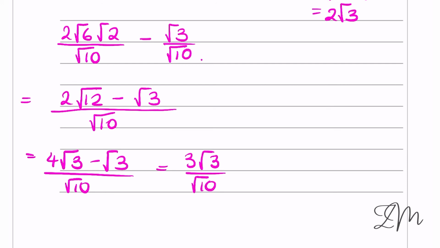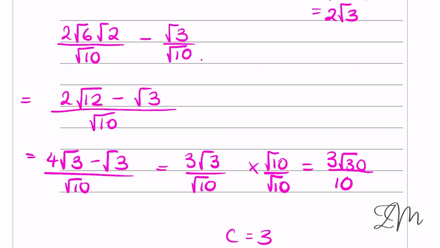We hate surds on the bottom, so we're going to get rid of that root 10 by timesing top and bottom by root 10. So we end up with 3 root 30 over root 10 times root 10, which is 10. And there's your answer. C is 3 and D is 30. Right.